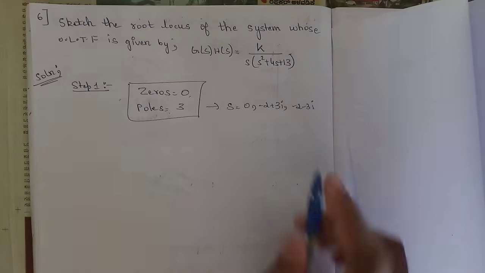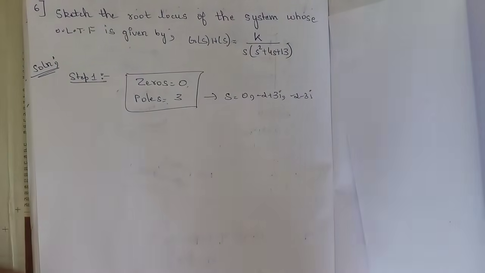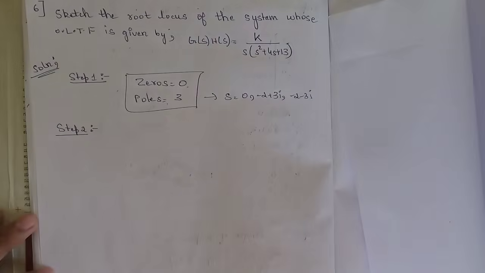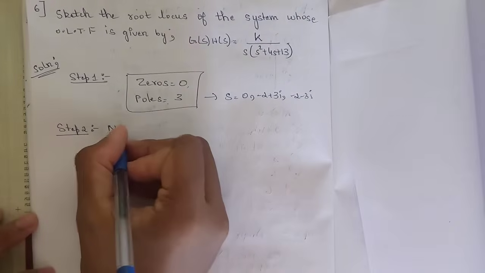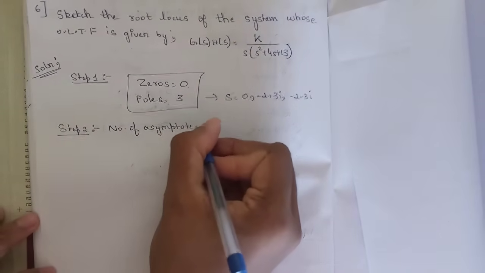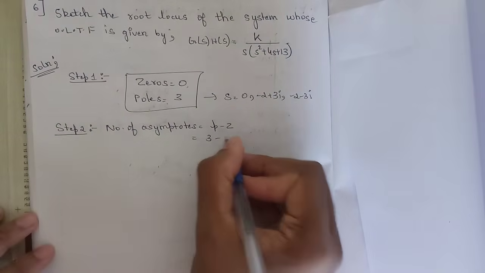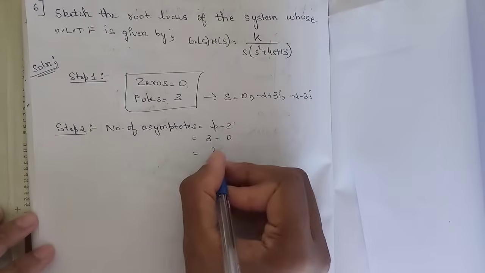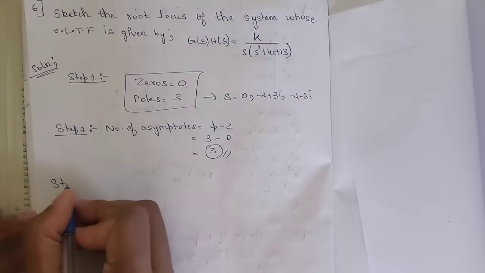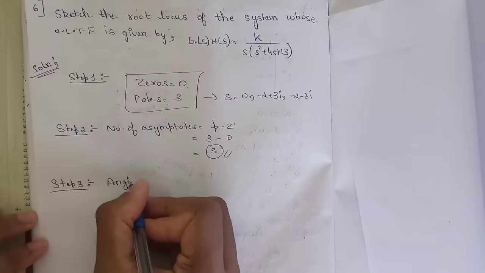So now let's see here we have obtained a complex pole, so that's why again we need to be calculating angle of departure in this case also. So before that, step 2, number of asymptotes is equal to number of poles minus number of zeros, right, so that's equal to 3 minus 0, 3 poles and 0 zeros, so that is 3, so we have 3 lines of asymptotes here, so that's why we are going to get 3 angle of asymptotes, right, that is angle of asymptotes, third step.